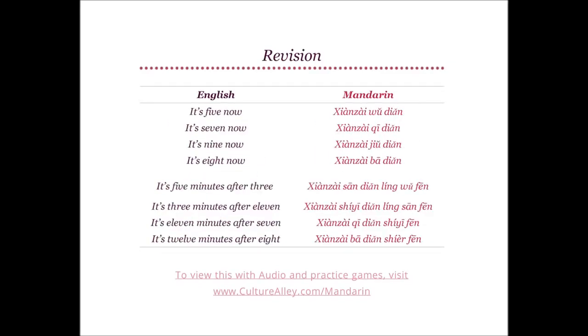Great! Let's move on to some other sentences we learned previously. It's 5 now translates as 现在5点. In Mandarin, while it's 7 now becomes 现在7点. It's 9 now will be 现在9点. And similarly, it's 8 now becomes 现在8点.